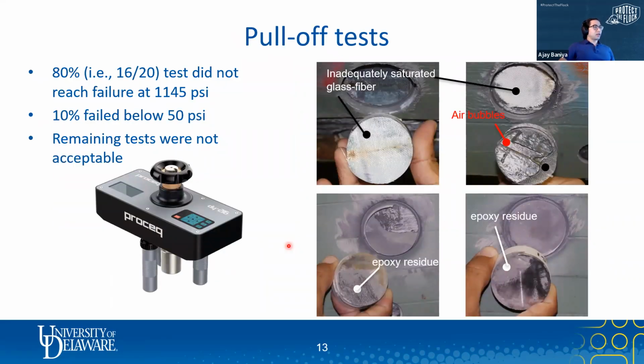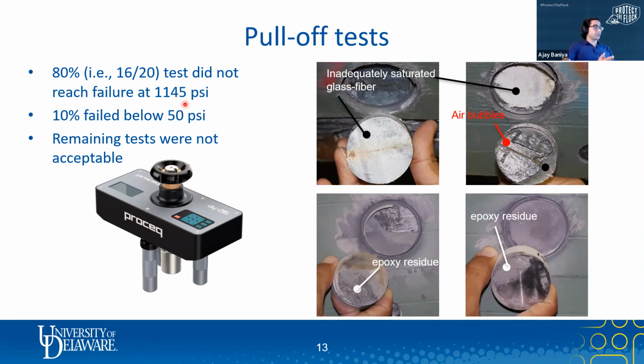Then pull-off tests were conducted after completion of structural health monitoring. It was observed that 16 out of 20 tests did not reach failure. The maximum capacity of the pull-off tester was 1145 PSI, which implies the bond strength in tension was more than 1145 PSI. We do not have design guidelines to compare the minimum limit for the steel substrate, so the best we could do was compare with the requirements of some coating materials, like North Carolina's requirements for zinc and aluminum primers, and 1145 was significantly higher than the requirement for the coatings.